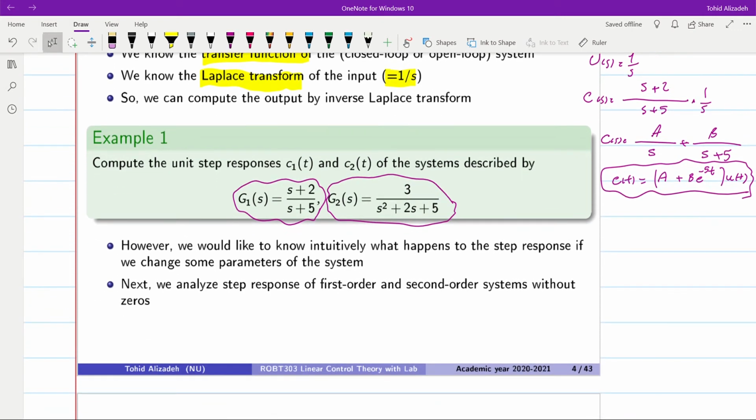But in general, we are interested in analyzing the systems by asking what happens to the step response of the system if a parameter of the system changes. Let's say, for example, if the location of the pole of a system changes. If we have a first order system, I'm going to define the first order systems later. Let's say we have a pole here. What happens to the step response of the same system if that pole moves towards minus infinity, and instead of minus 1, it ends up at minus 5? How does the step response of the system change? This is something that we are interested in, because this will help us in designing the controllers later.